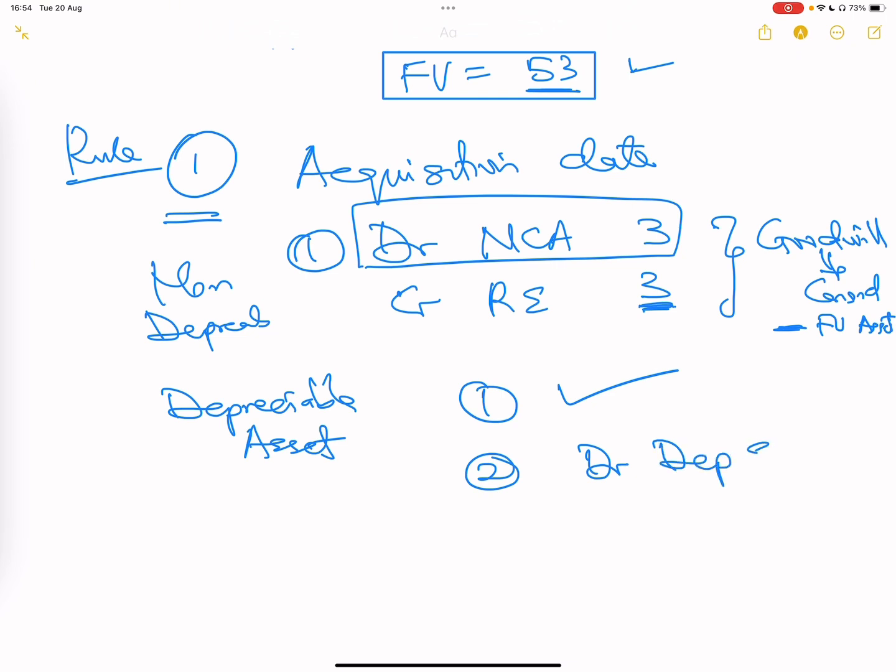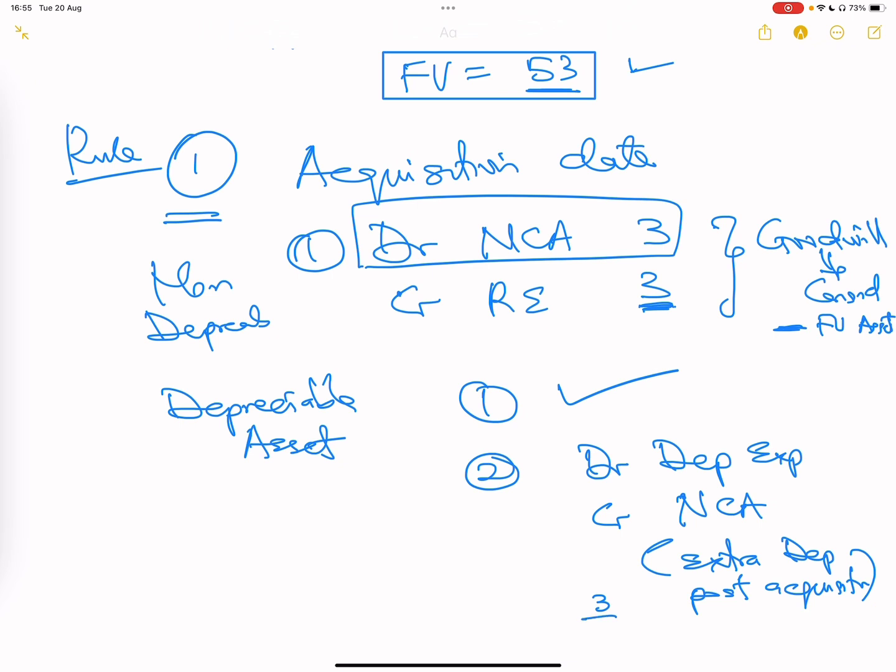So you're going to debit depreciation expense for that extra depreciation and credit accumulated depreciation, which is in effect, you are crediting non-current asset for the extra, please note, extra depreciation post acquisition. Take for instance, if the remaining life of this asset is 3 years, then for the first year, there will be an extra of 3/3. There will be an extra of 1 million every year that you need to post like this, right?